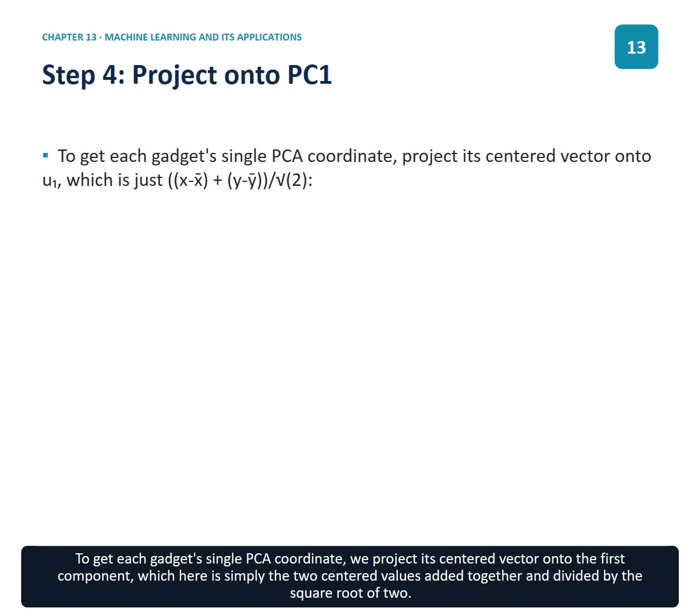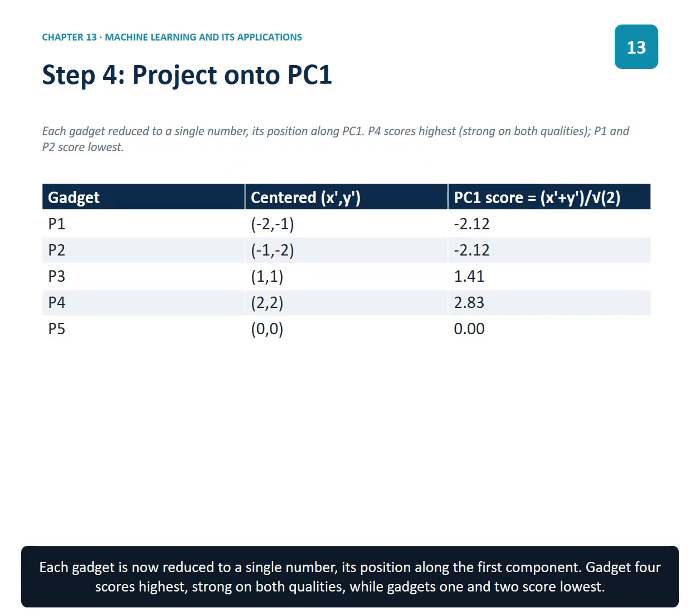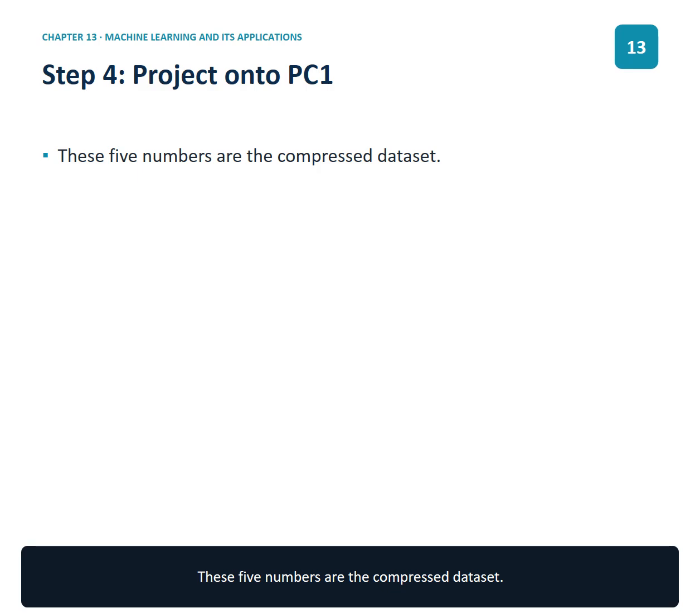To get each gadget's single PCA coordinate, we project its centered vector onto the first component, which here is simply the two centered values added together and divided by the square root of 2. Each gadget is now reduced to a single number, its position along the first component. Gadget 4 scores highest, strong on both qualities, while gadgets 1 and 2 score lowest. These 5 numbers are the compressed dataset.